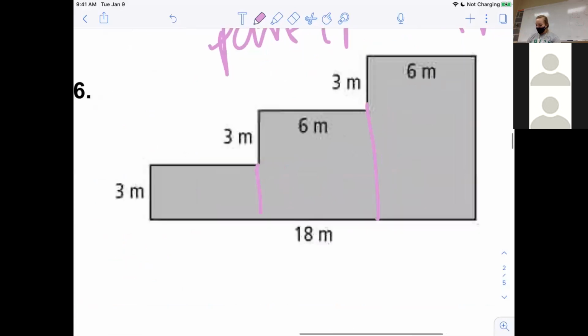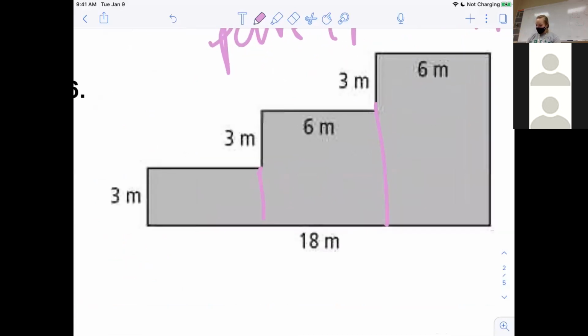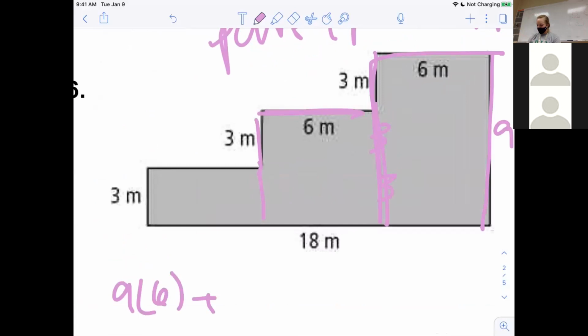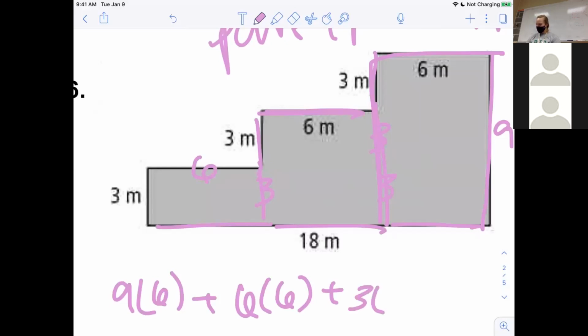All right. So this first shape is 6 across, and it's 3 and 3 and 3 long, so it's 9. So I've got 9 times 6. The middle one is 6 across, and it's 3 and 3, which makes it 6. So 6 times 6. And then this little shape is 3 and 6, because I know this was 6, that was 6, so this has to be 6. I really rushed through that. Do I need to explain that better? Yeah.